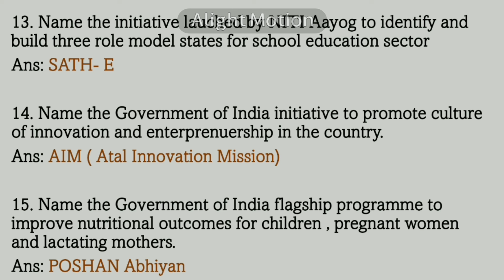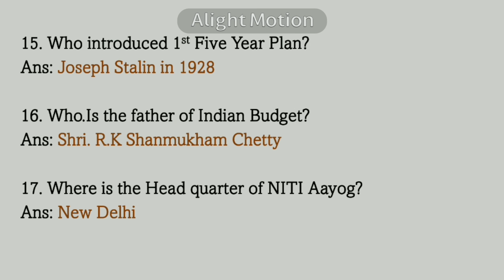Name the Government of India flagship program to improve nutritional outcomes for children, pregnant women, and lactating mothers. The answer is Poshan Abhiyan, P-O-S-H-A-N, Poshan Abhiyan. Who introduced the first five-year plan? The first five-year plan, which was replaced in 2015 by NITI Aayog, was introduced by Joseph Stalin in 1928.